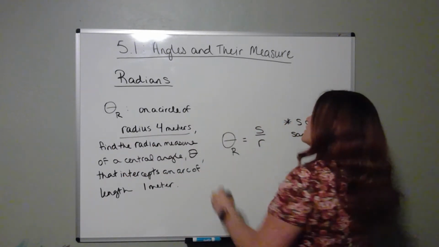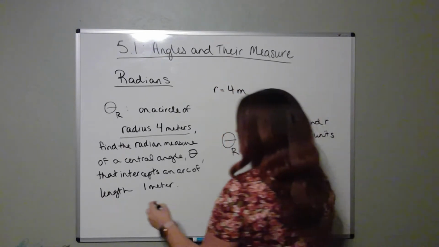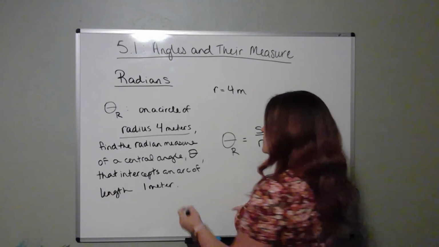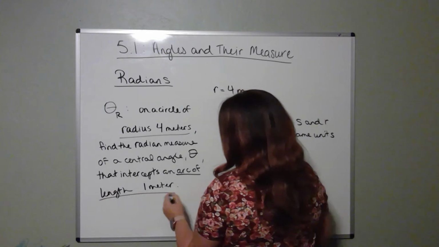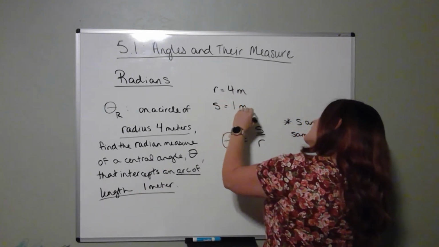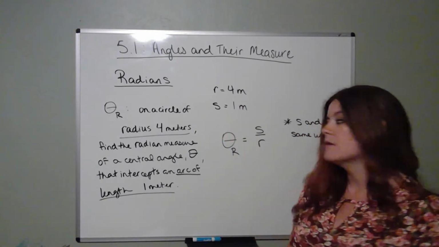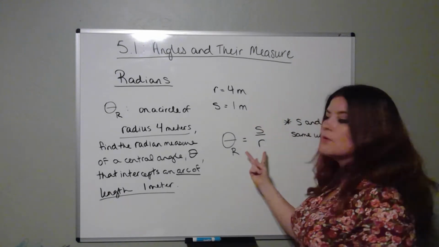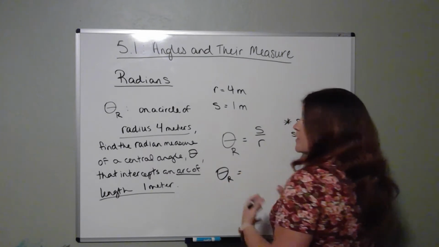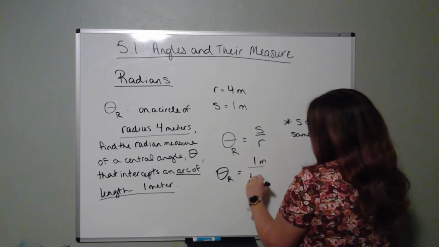Radius is 4 meters. So r is 4 meters. Where's s? Well, it doesn't just say s equals. Remember, it's the arc length. So an arc of length, there's your s, 1 meter. They're both in meters, so I don't have to worry about converting any units here. They are in the same units, so I can put them right into the formula. So the central angle that we're looking for here in radians is going to be 1 meter over 4 meters.